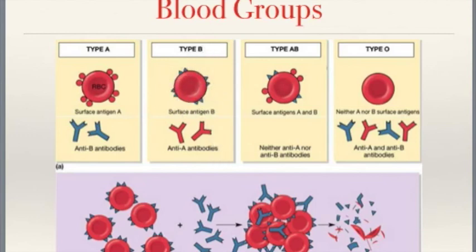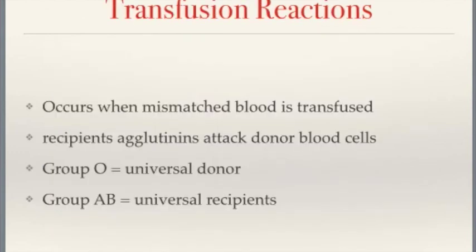Okay, if you guys have any questions, please email me, text me, call me, whatever, and we can go through that again. Anytime mismatched blood is transfused, for example, if I give type A blood to a type B person, the agglutinins, or the antibodies, will attack the antigens of the donor blood cells, okay? And based on what we just learned, Group O is a universal donor because it has no antigen markers present, and Group AB is a universal recipient because it has no antibodies present.